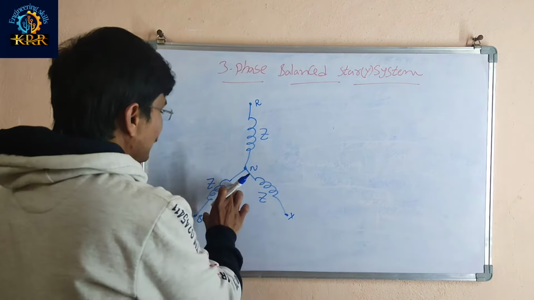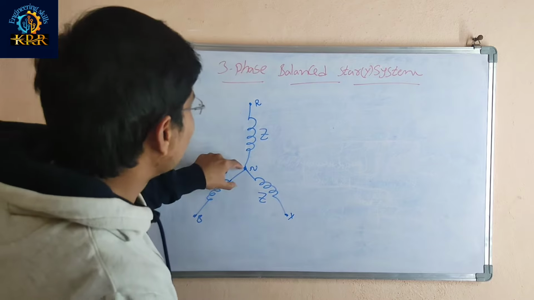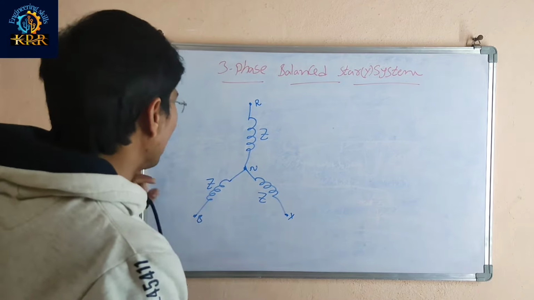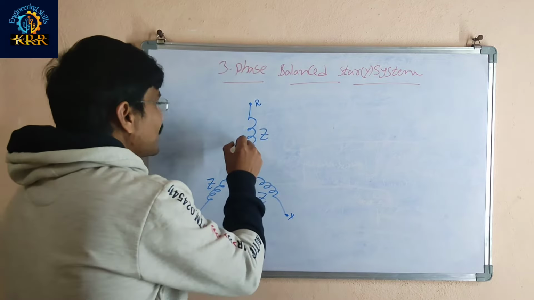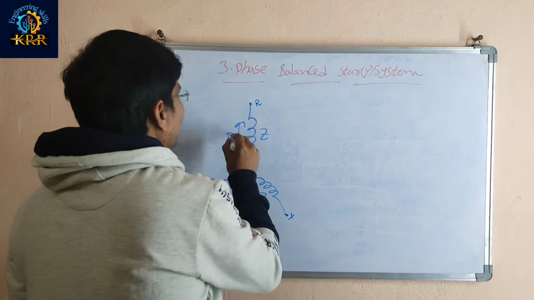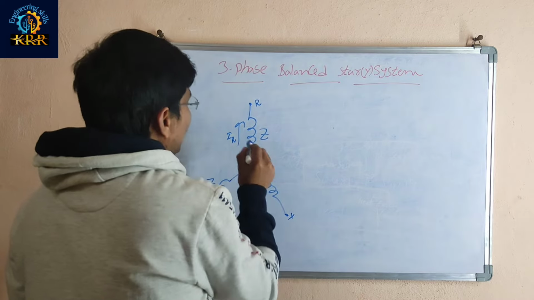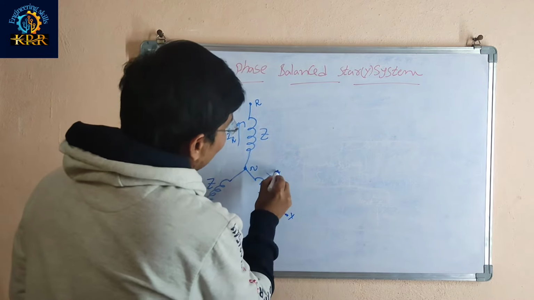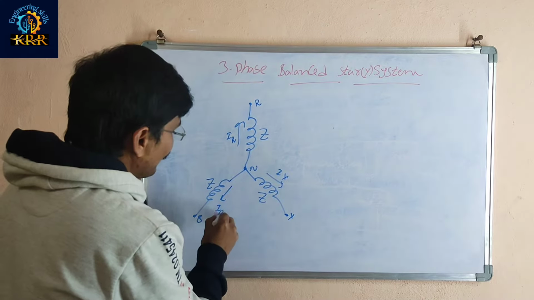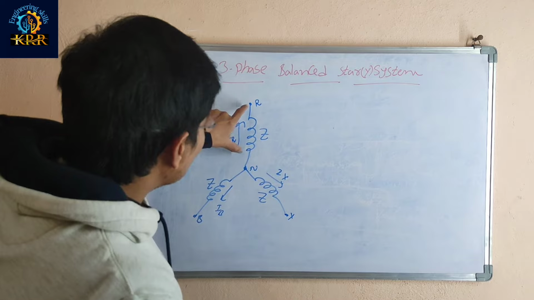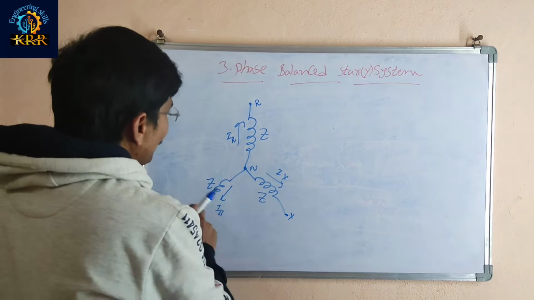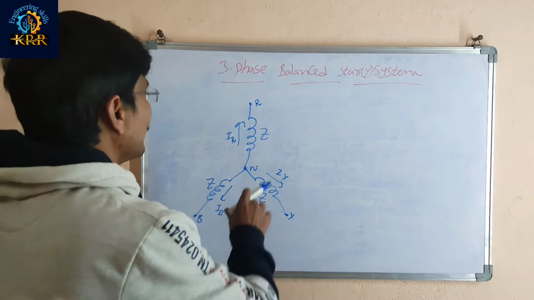This is one phase. This phase is called R phase. This phase is called Y phase. This phase is called B phase. The current in the R phase is called the current at R phase, this is the current at Y phase, this is the current at B phase. Which means R phase current, Y phase current and B phase current.